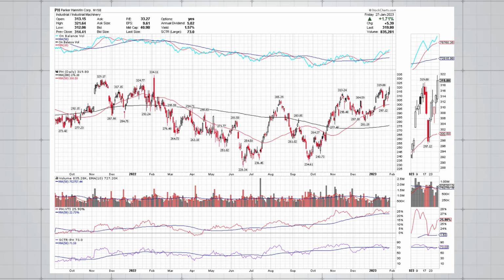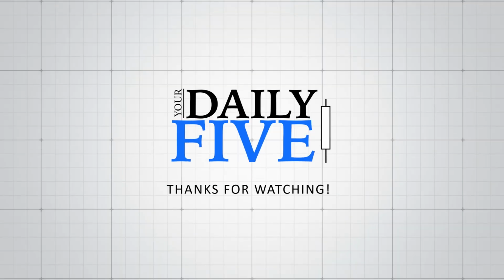So there you have a scan that looks for wider bars and accelerating price action based on rate of change. Take a look at running that one yourself, see what comes up for your results.